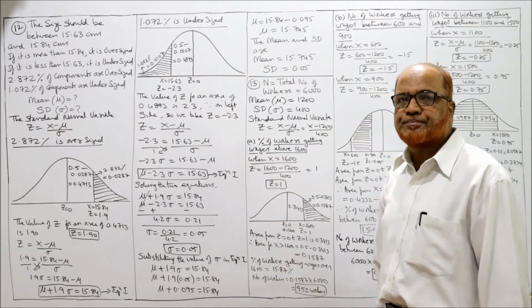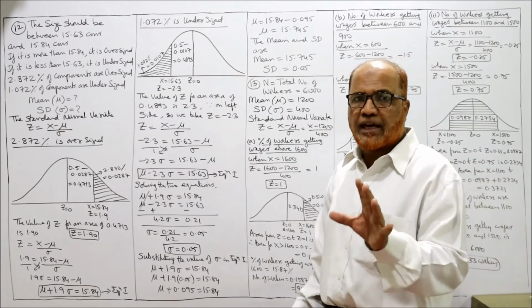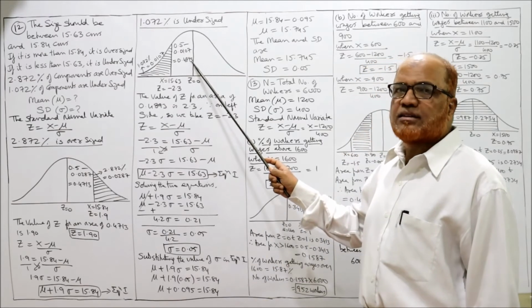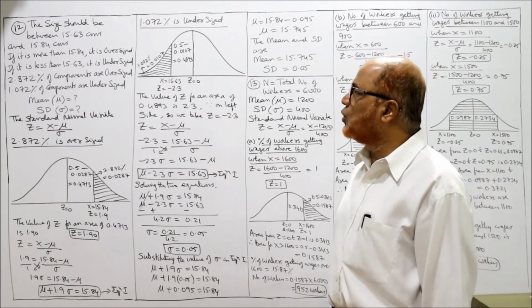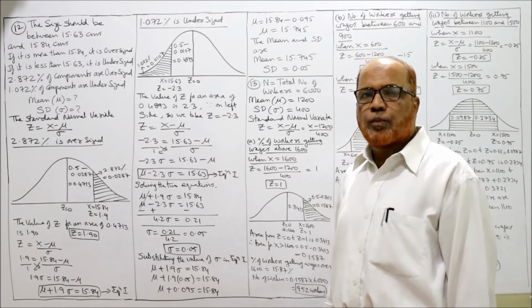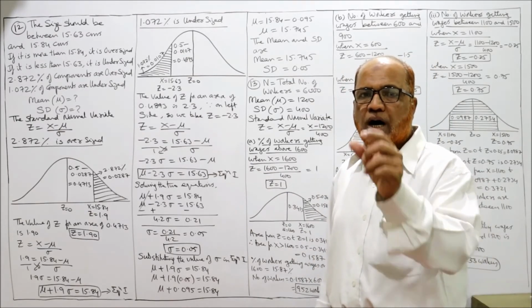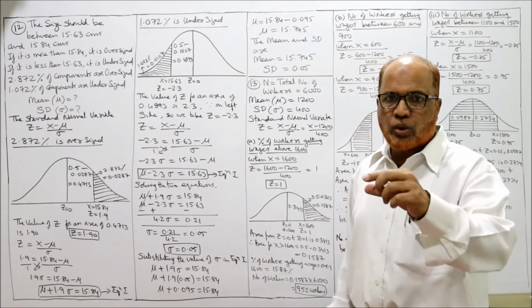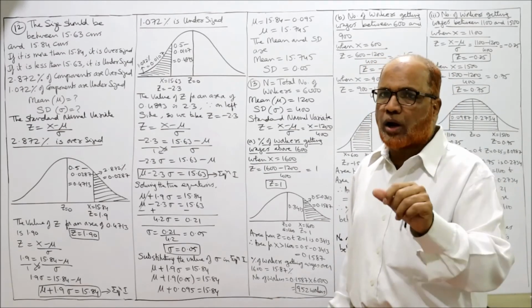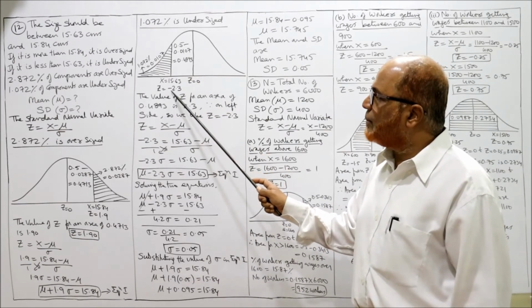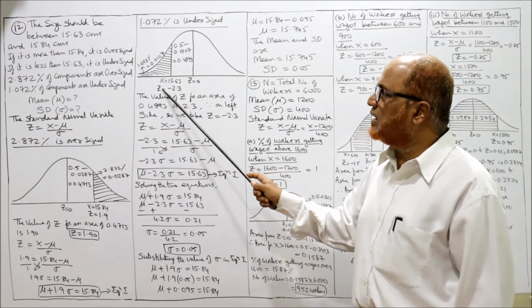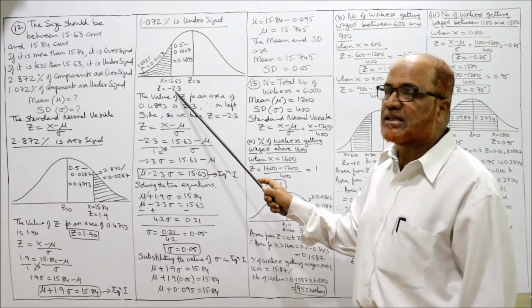Again you refer the table, body of the table, area. 0.4893 कौन से रो में कौन से कॉलम में है? You will find 2.3. 2.3 against 2 under 3. 2 के रो में और 3 के कॉलम में you will get 0.4893. तो लेफ्ट हैंड साइड हो रहा है इसलिए -2.3. Z value will be minus on the left hand side.